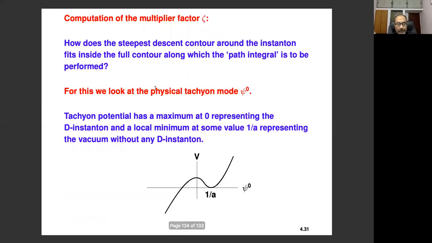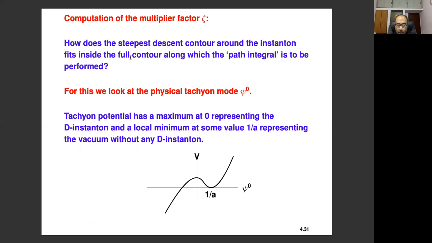Okay, so now let me explain what zeta is. This is in fact normally used in the study of steepest descent contours, or more generally what are called Lefschetz thimbles. These are called multiplier factors. And what zeta measures is how the steepest descent contour around the instanton fits inside the full contour along which the path integral is to be performed.